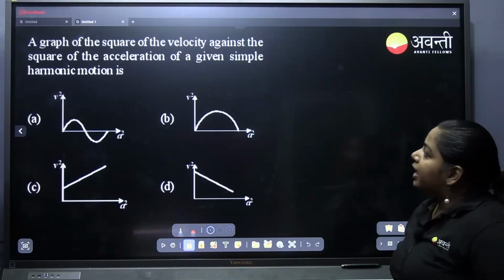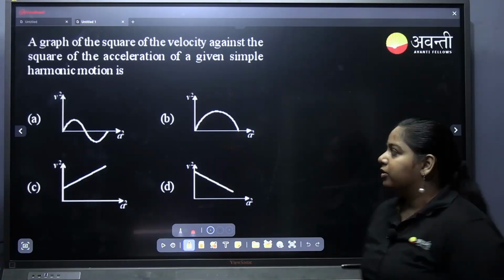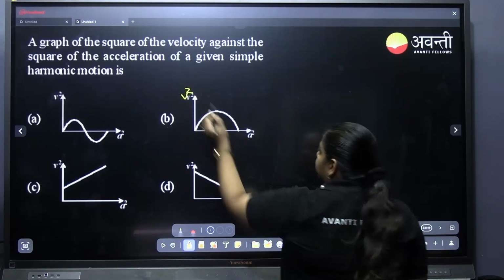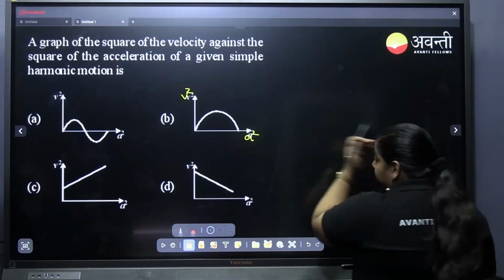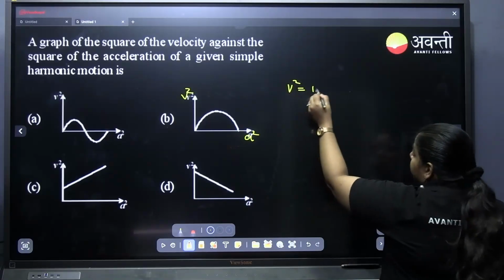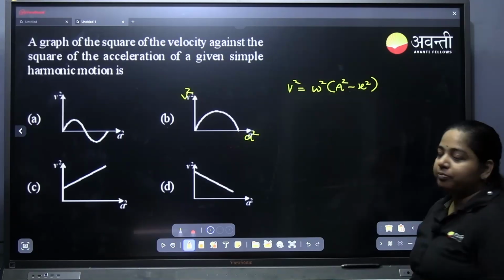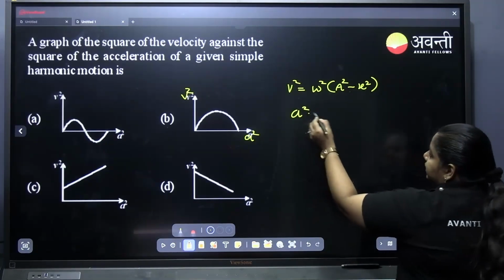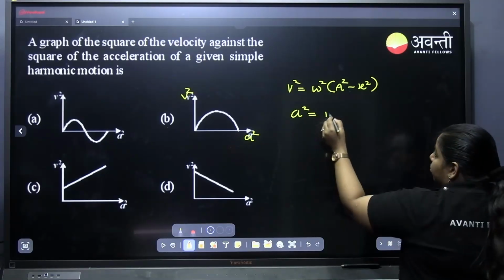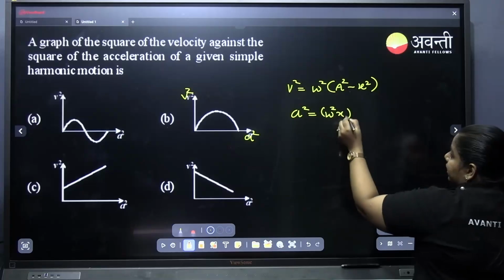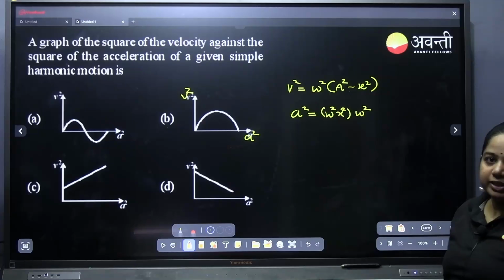Next question. Graph of the square of velocity against square of acceleration. So this is a V square, A square graph. We can find a relation between them. V square will be equal to omega square into A square minus x square. Acceleration square is omega square x, so omega square x square into omega square. This will be acceleration square.